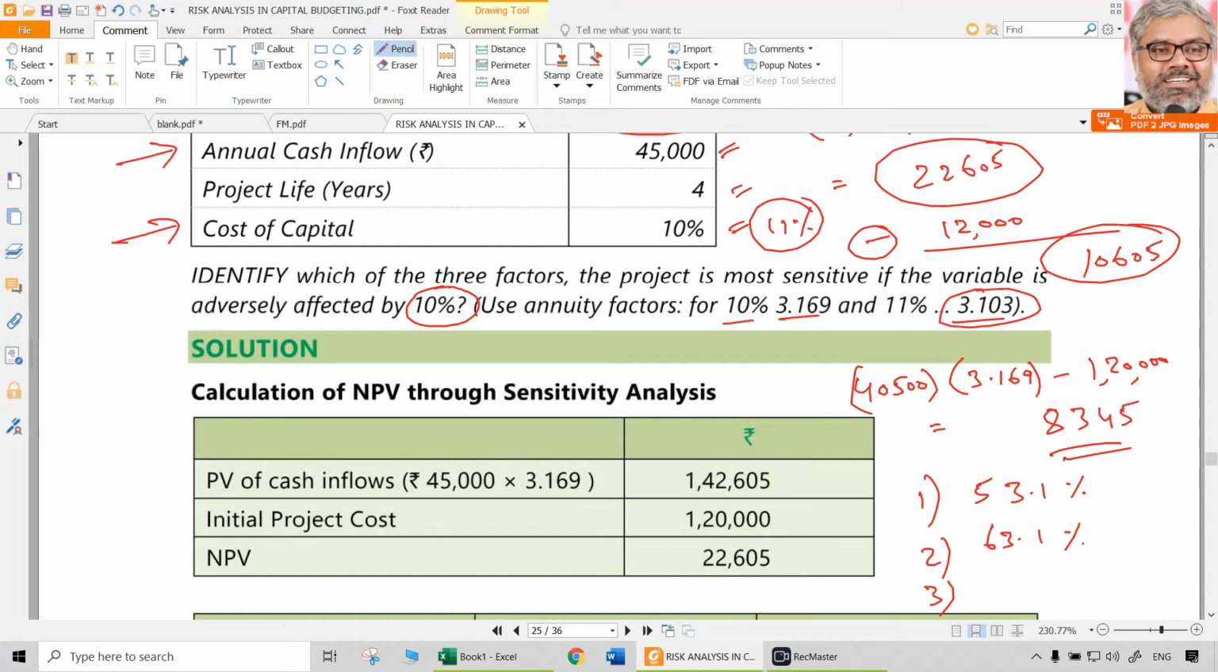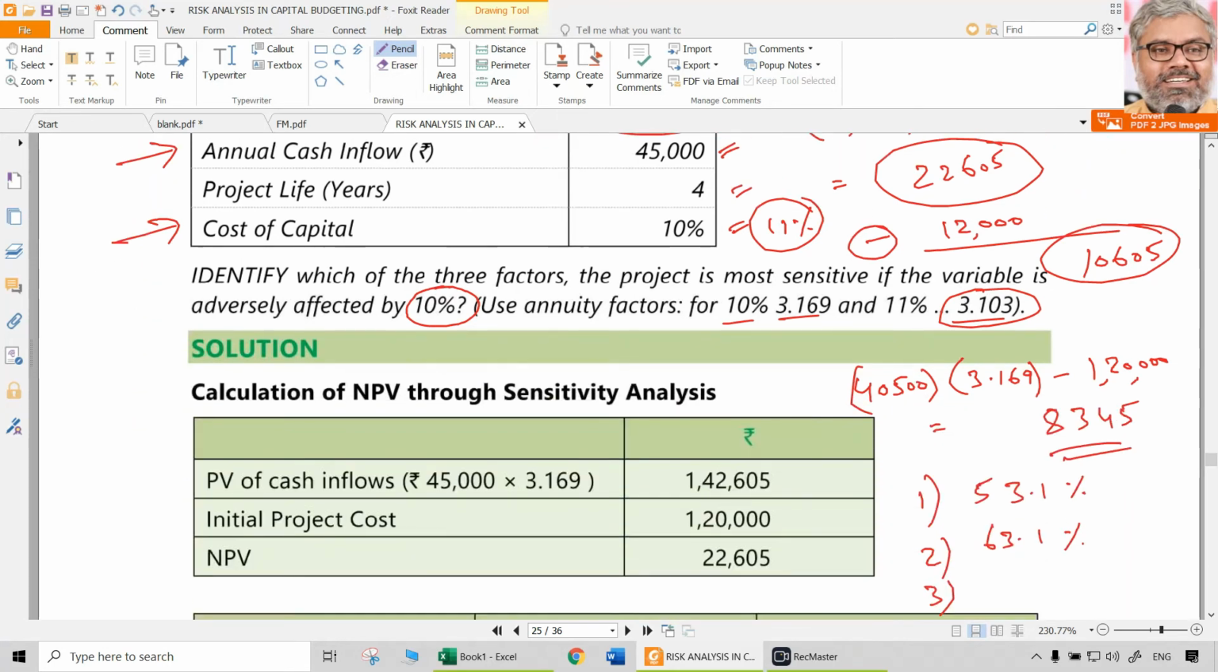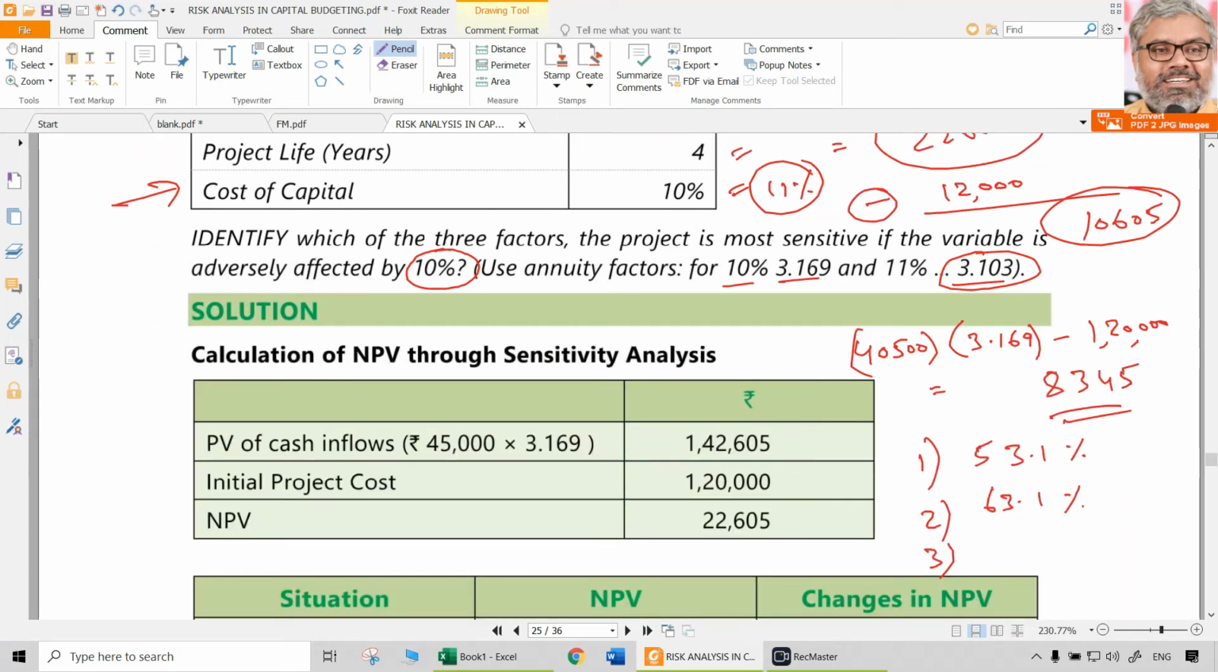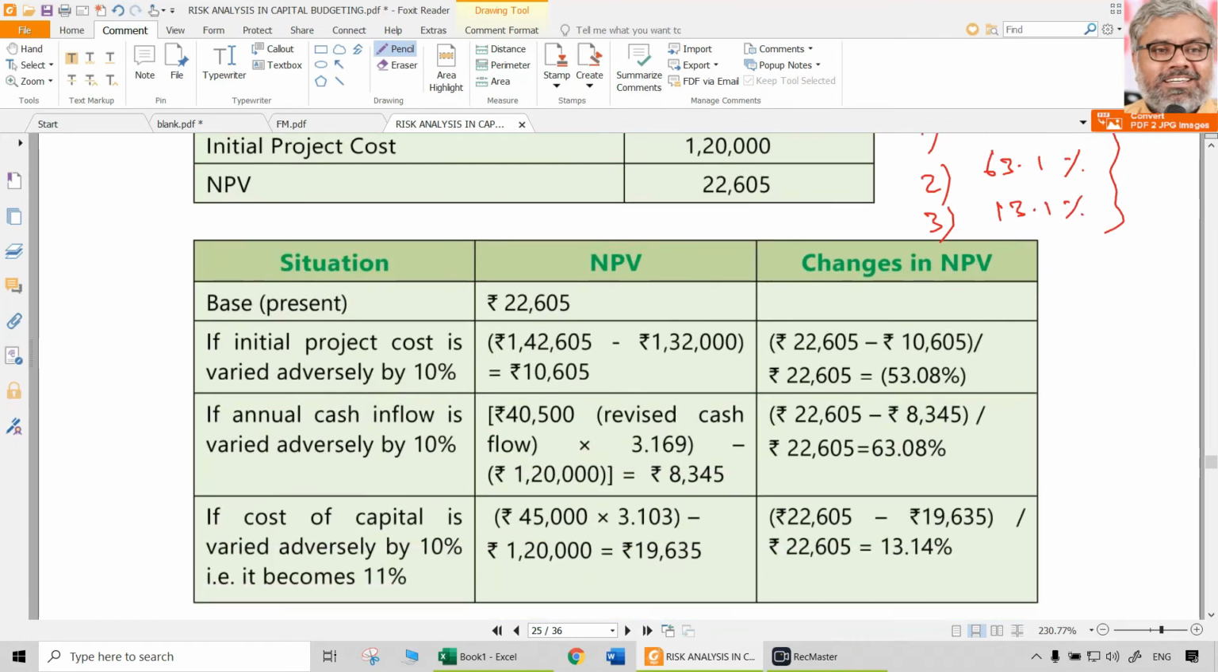If cost of capital increased by 10%, which means it became 11%, then the new NPV became 19,635. That divided by old NPV 22,605 minus 1 into 100. So that means around 13.14%. Let us say 13.1%. That's all. So very clear, 53.1%, 63.1%, 13.1% approximately is going to be the impact on NPV due to the changes that happened. So 53, 63, 13.